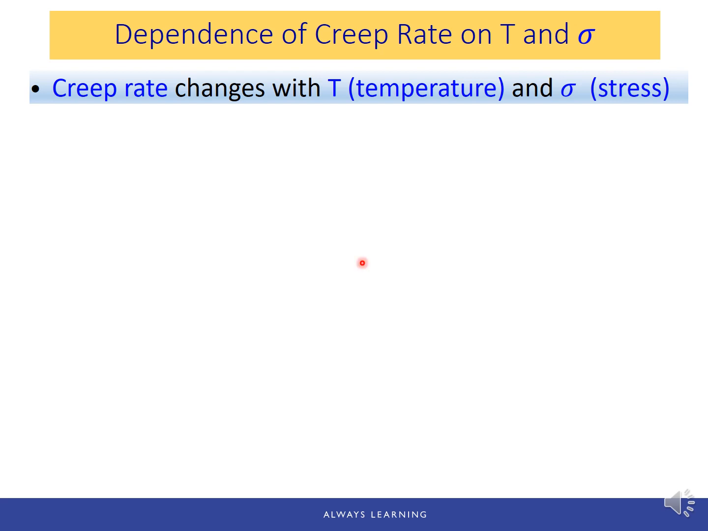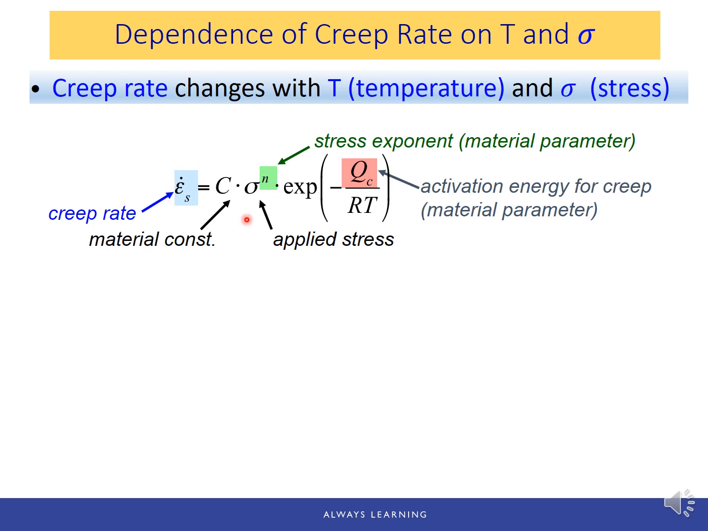We just mentioned that the creep rate increases with increasing temperature and applied stress. So the relationship between the creep rate, the temperature, and the stress can be described using the following equation. The creep rate epsilon sub s dot equals C, which is a material constant, times sigma to the power of n, where sigma is the applied stress and n is also a material parameter, times the exponential of negative Q sub c over RT, where Q sub c is the activation energy for creep. It's also a material parameter.